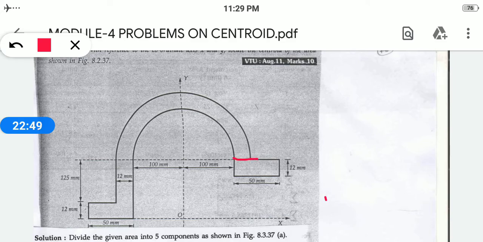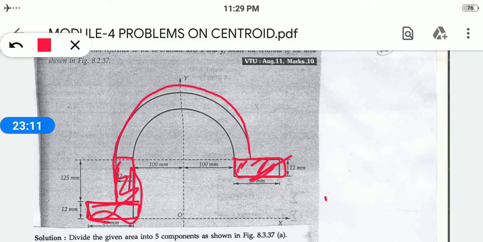See, this can be taken as one rectangle. Same like this portion can be taken as another rectangle. This portion can also be taken as another rectangle. So three portions we have already covered. This whole thing we have covered. What is the remaining thing? It can be taken as a whole semicircle. In this we can deduct this portion of a small semicircle.